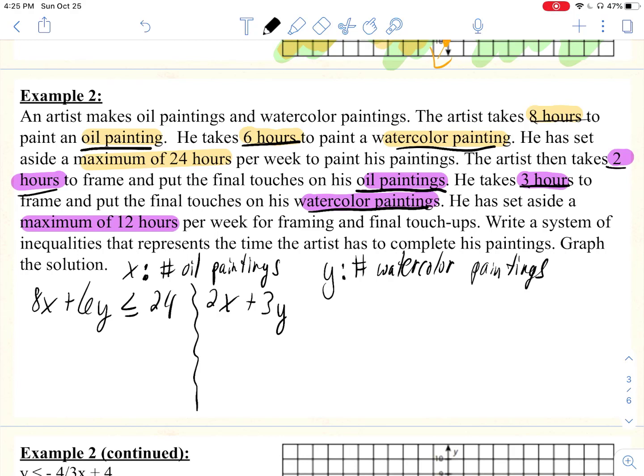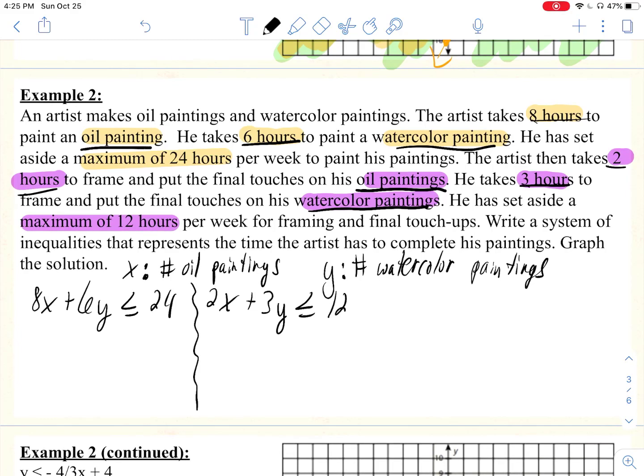And then he has set aside a maximum of 12 hours. So again, we're going to use a less than or equal to symbol here, because he can complete that in less than that time or equal to that, but he doesn't want to go over that.